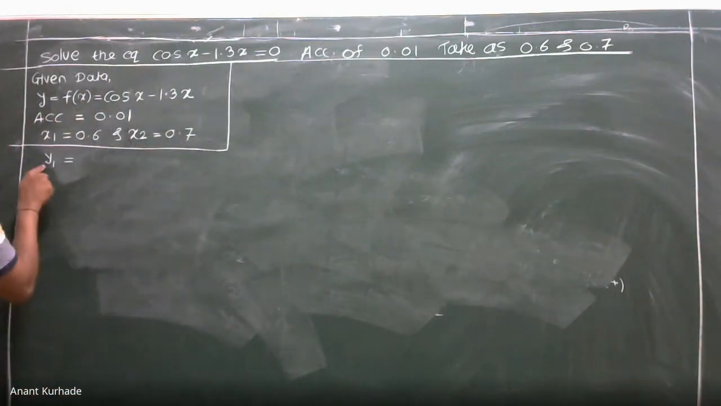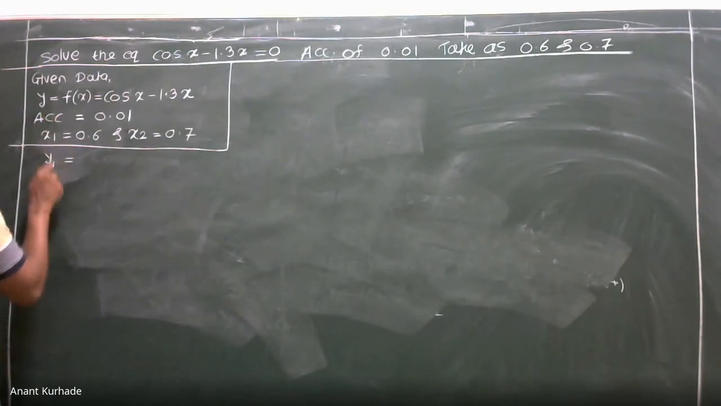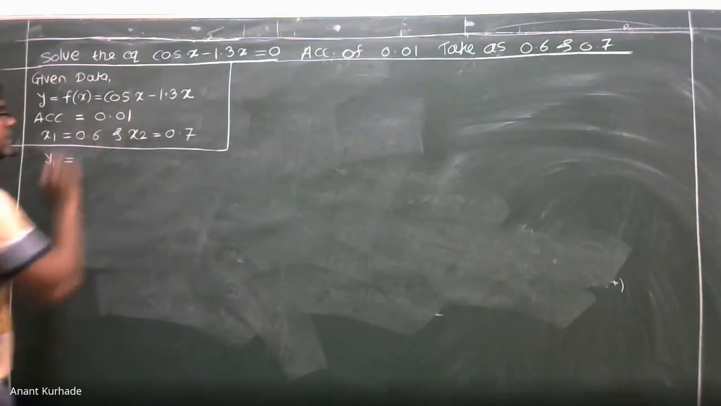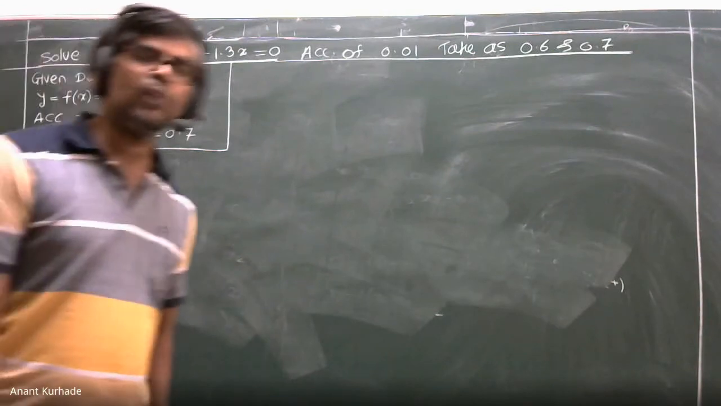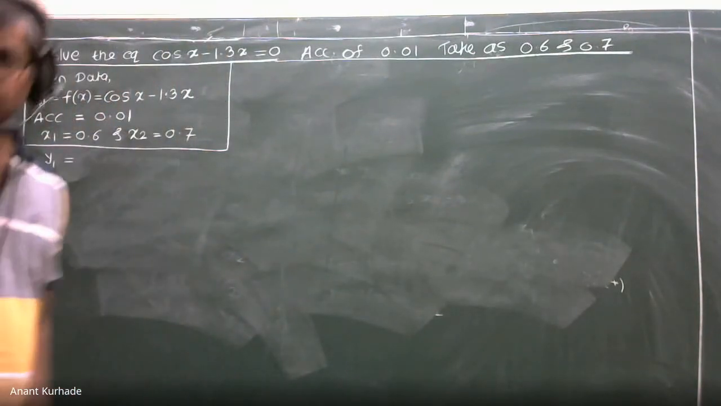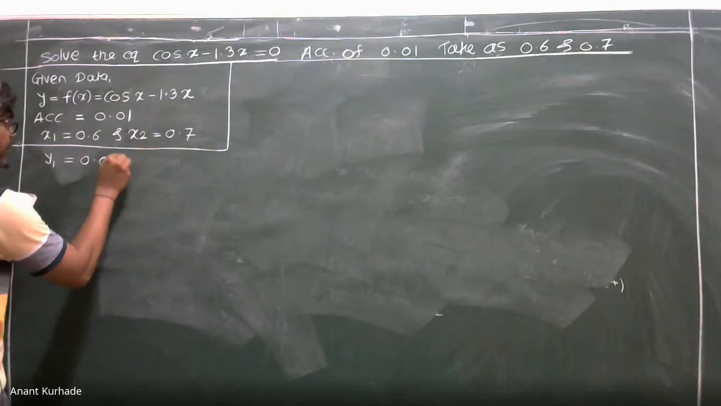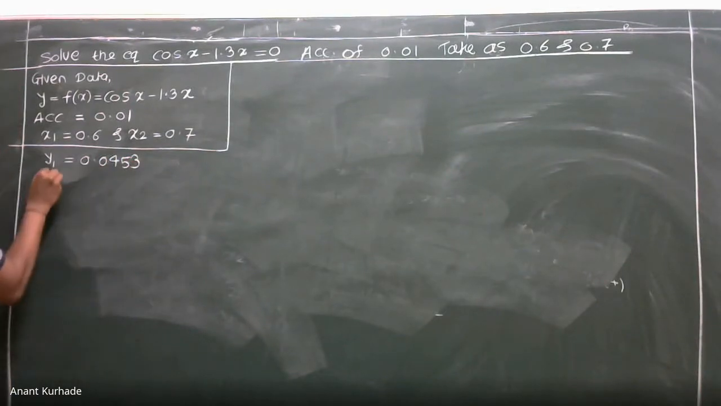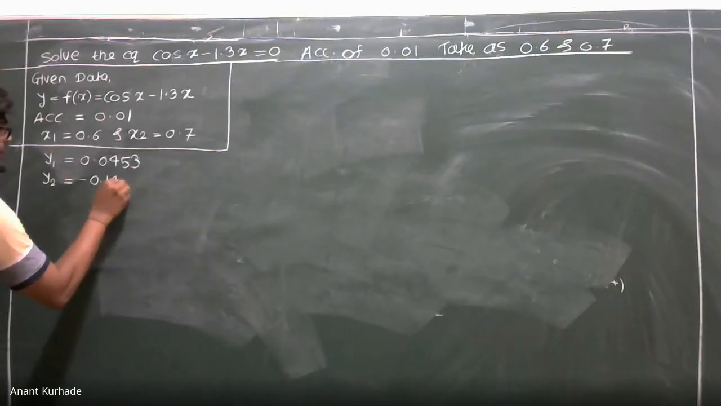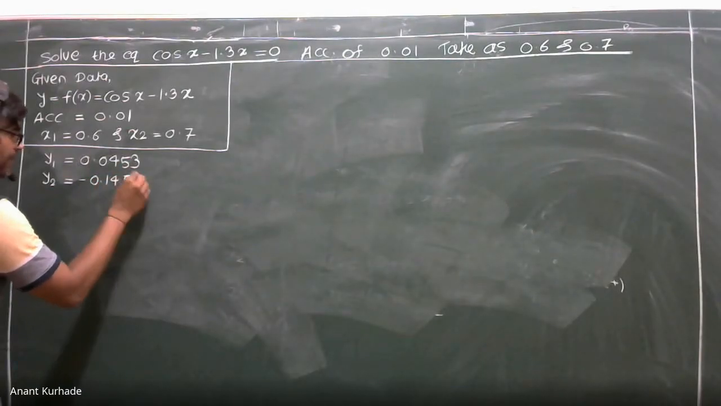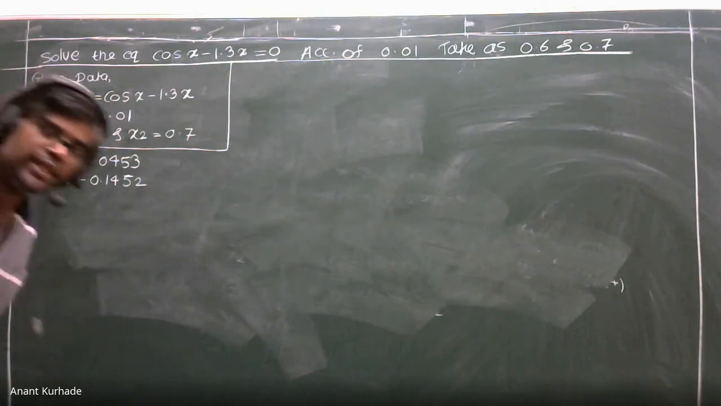So how we can have y1? We have y, put the value of 0.6 in this equation and take its answer of y1. First, what is the answer of y1? 0.0453. And what is y2? It must be negative. What is y2? Minus 0.1452. Now, we have to deal with sign only.